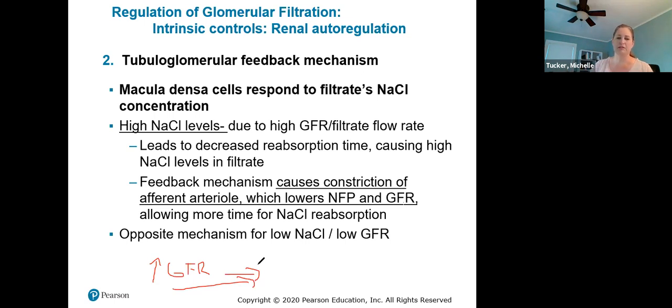So when the glomerular filtration rate gets too high, then it leaves salt. Instead of reabsorbing salt like it should, it is going to leave in the filtrate.